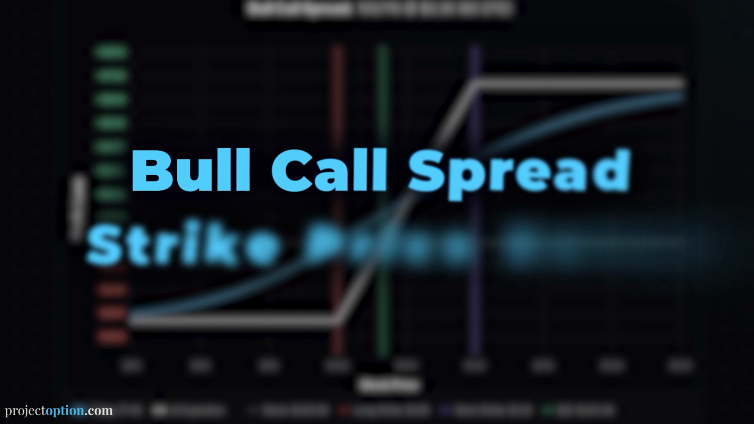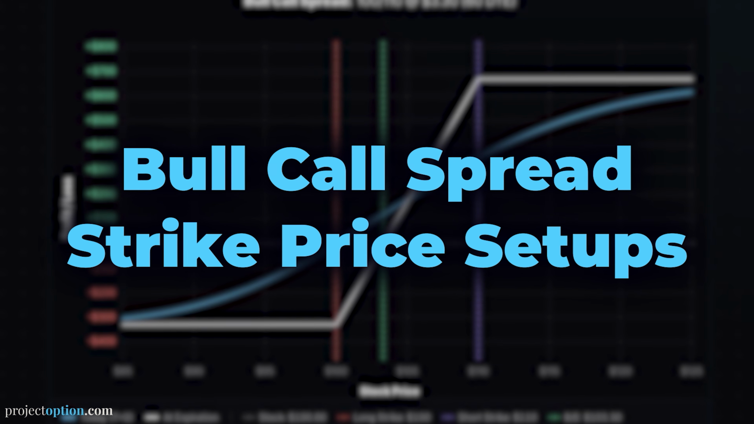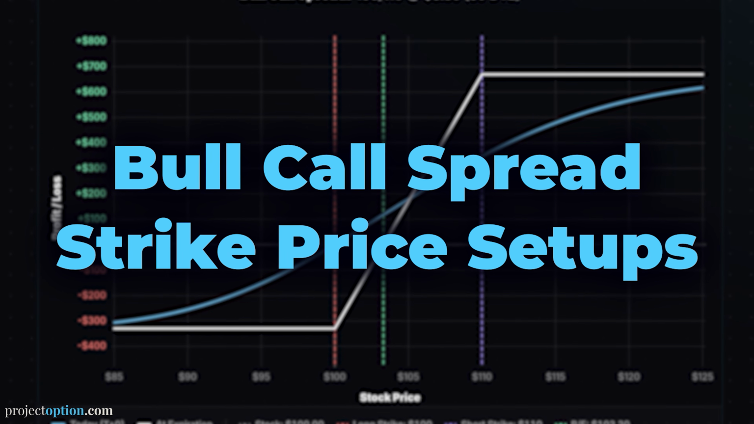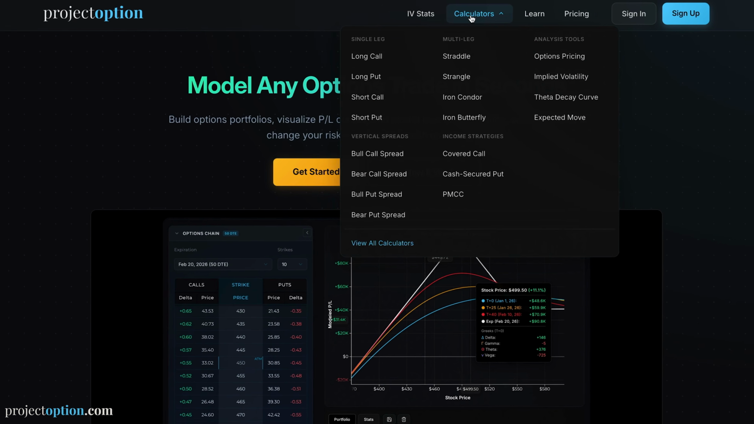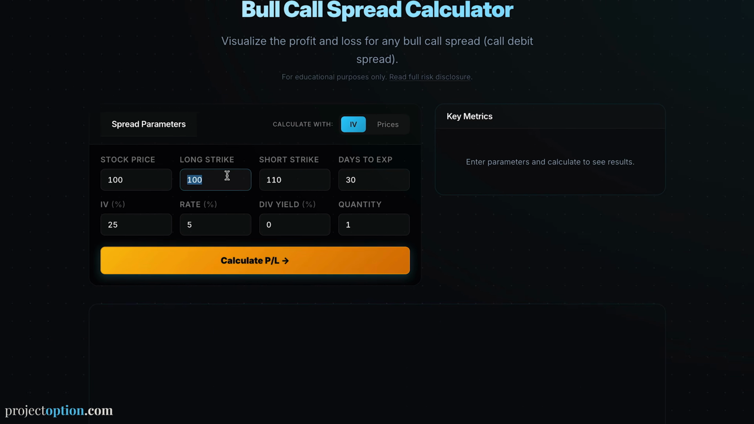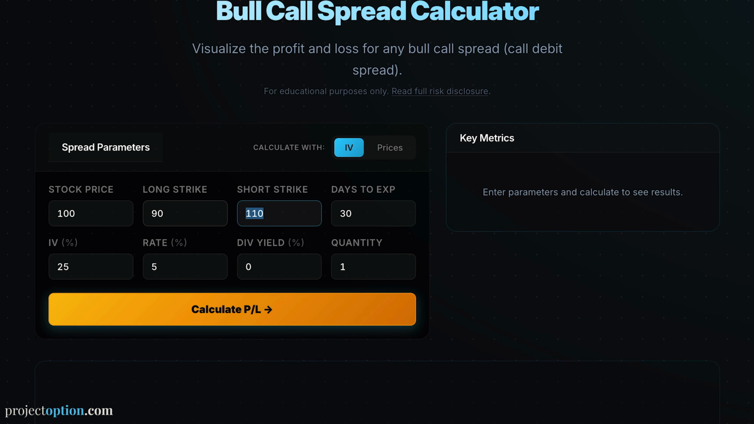I'm going to show you some bull call spread strike price setups using the bull call spread calculator, which is completely free on the new project option website. The first setup we're going to look at is buying an in the money call and selling an at the money call. So the stock price is 100. We're going to buy the 90 call and sell the 100 call.